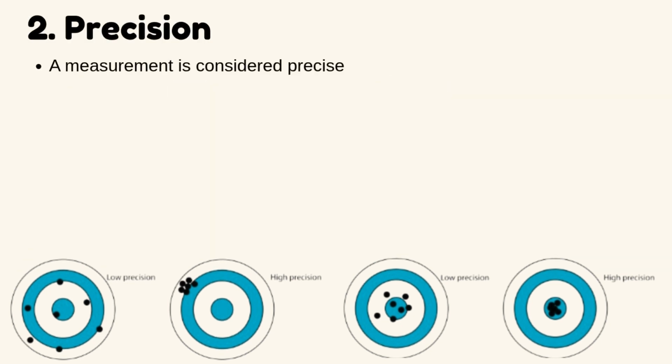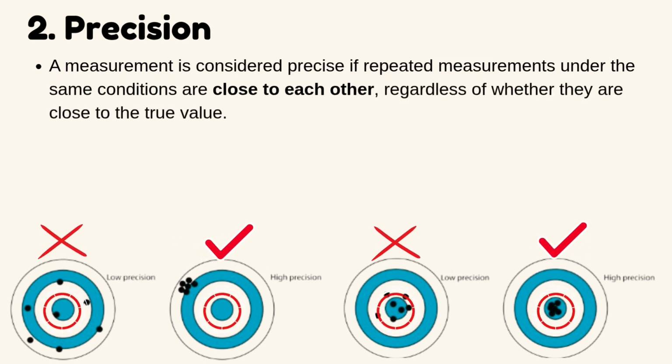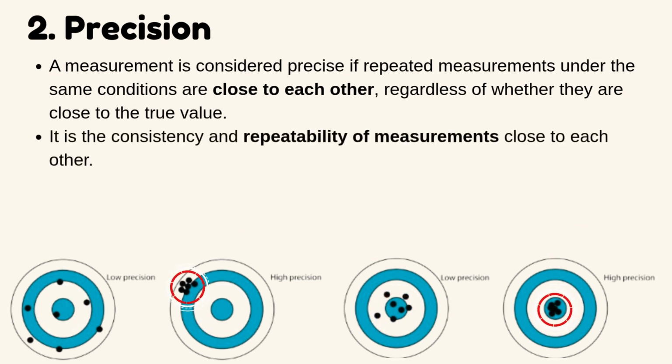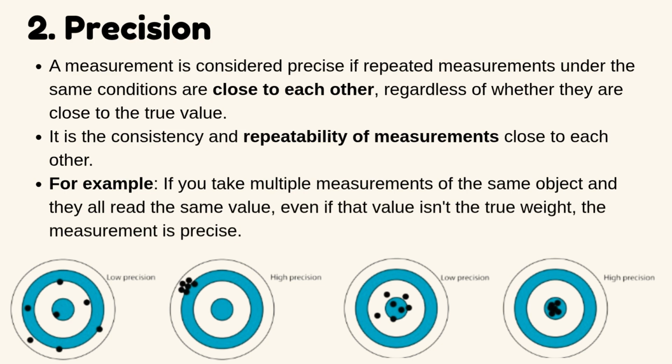Number 2. Precision. A measurement is considered precise if repeated measurements under the same conditions are close to each other, regardless of whether they are close to the true value. It is the consistency and repeatability of measurements close to each other. For example, if you take multiple measurements of the same object and they all read the same value, even if that value isn't the true weight, the measurement is precise.